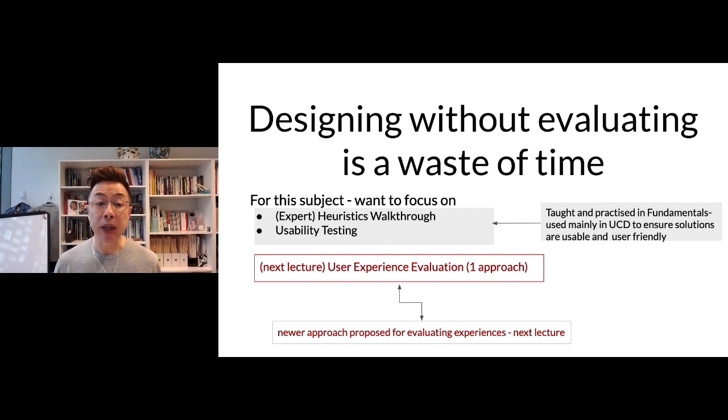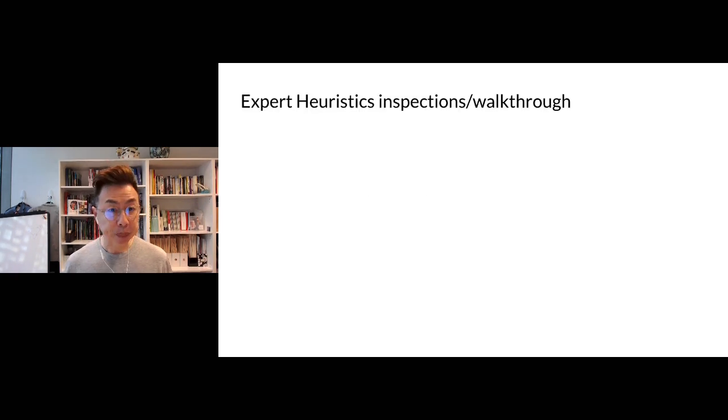Now, I want to remind you that expert heuristics walkthrough and usability testing have really been taught to you. You've originally learned that in Fundamentals of Interaction Design. So what I'm doing here is actually to go through it quite quickly and to cover the main points, so that when you do conduct your usability testing, you are reminded about the main things that you need to do and that you conduct it as properly as possible.